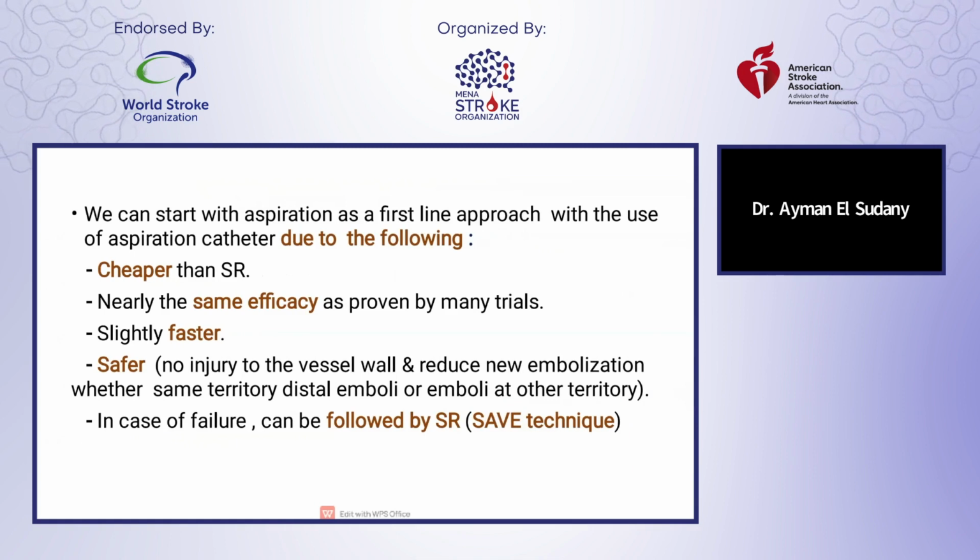The advantage of aspiration thrombectomy is that it is cheaper, which is very, very important. It has nearly the same efficacy as stent retriever thrombectomy, without much technical difficulty. It is slightly safer and slightly faster. There is no injury to the vessel wall, especially if the patient received tPA. There is a reduction of new embolization, whether in the same territory or another territory. And in case of failure, we can follow it with stent retriever thrombectomy.